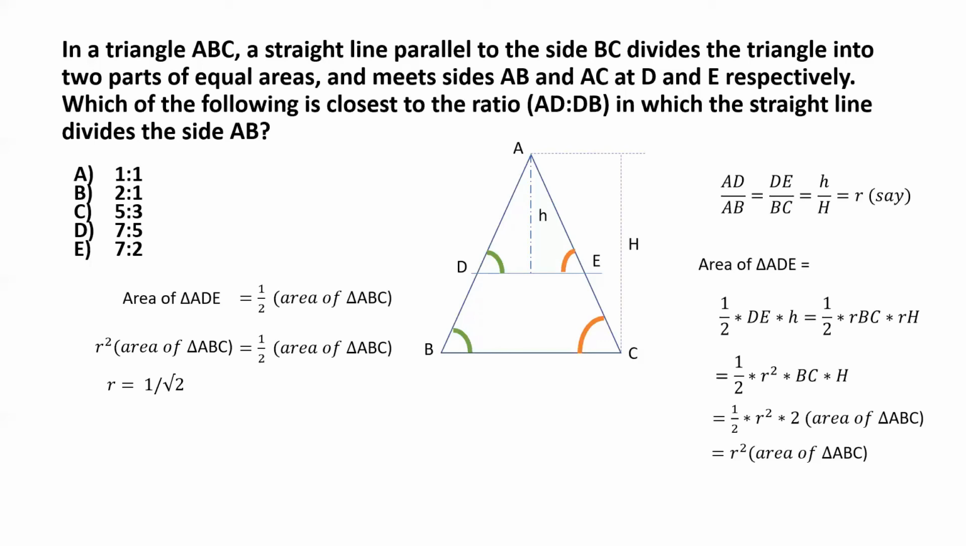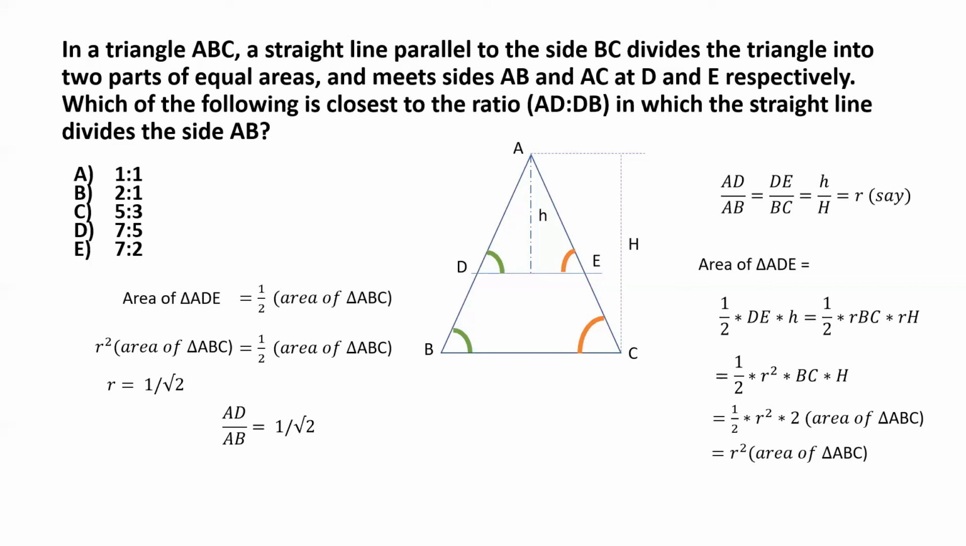Now, what is R? R is essentially the ratio of the corresponding sides of the two similar triangles. So AD by AB is equal to R, and that's equal to 1 by root 2. So note that the ratios here are all given in terms of integers, right? And we have to really pick the ratio that's closest to the actual value of the ratio of AD by AB, or rather AD by DB.